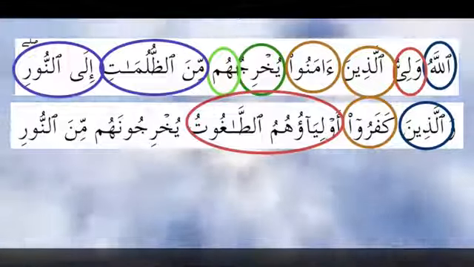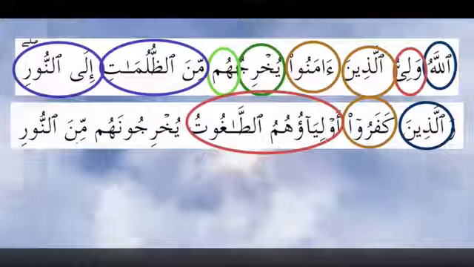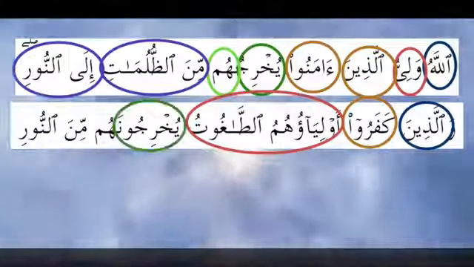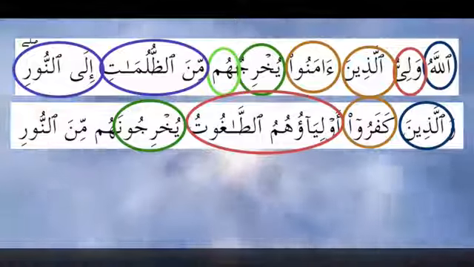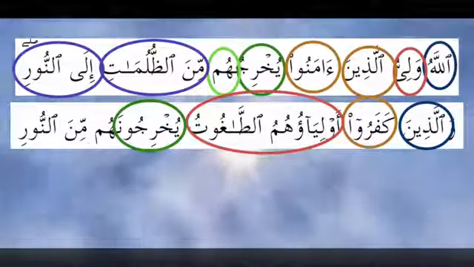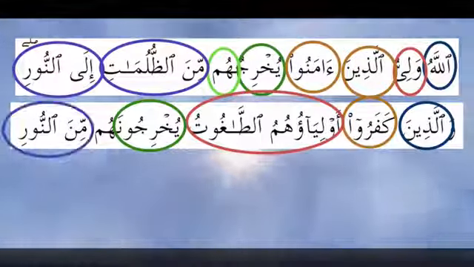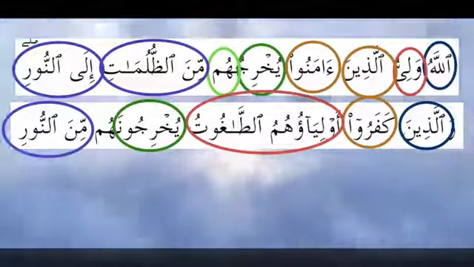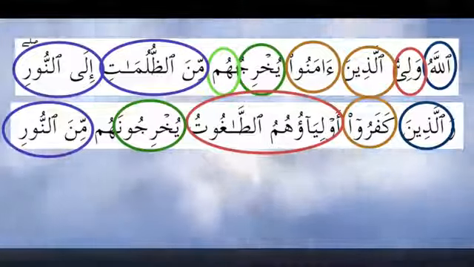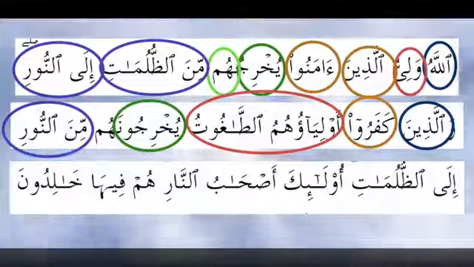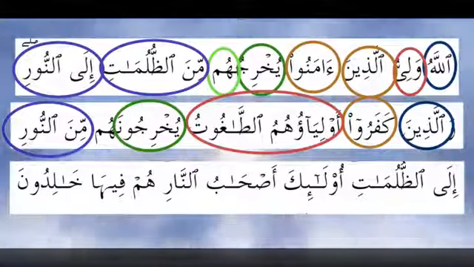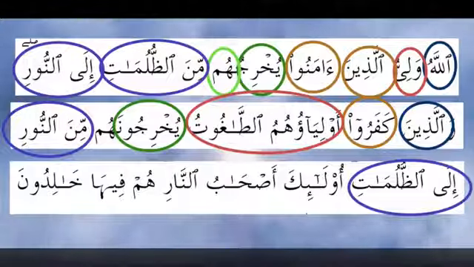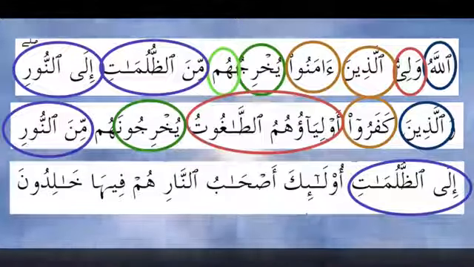And what do these false deities do? Yukhrijunahum. Yukhrijuna, so they take them out. Who? At-taghut take them. Hum refers to allazina kafaru. Yukhrijunahum minan nuri ila zulumat. From the lightness to the darkness. Minan nuri ila zulumat.